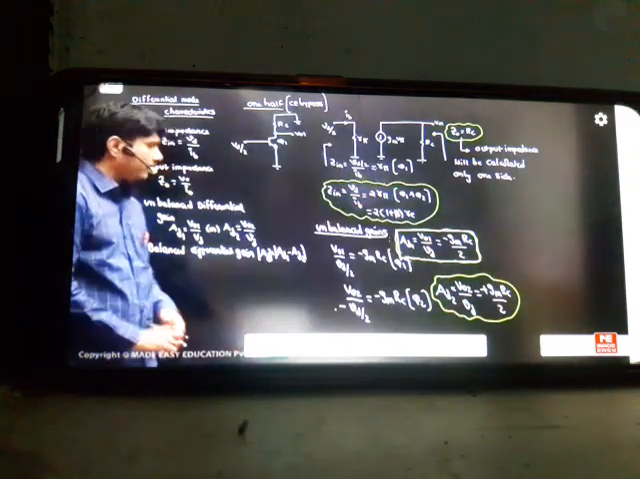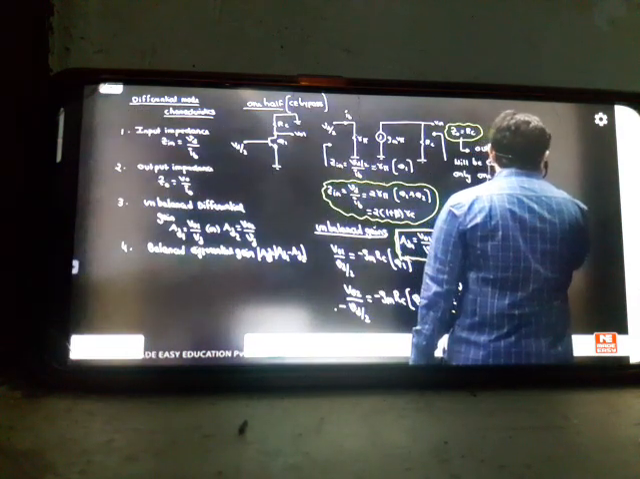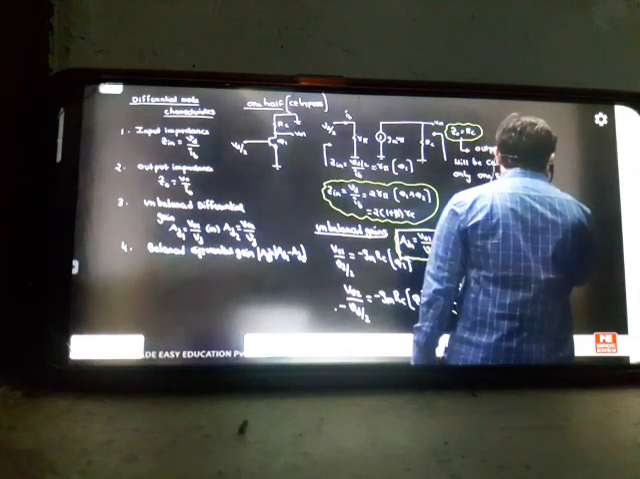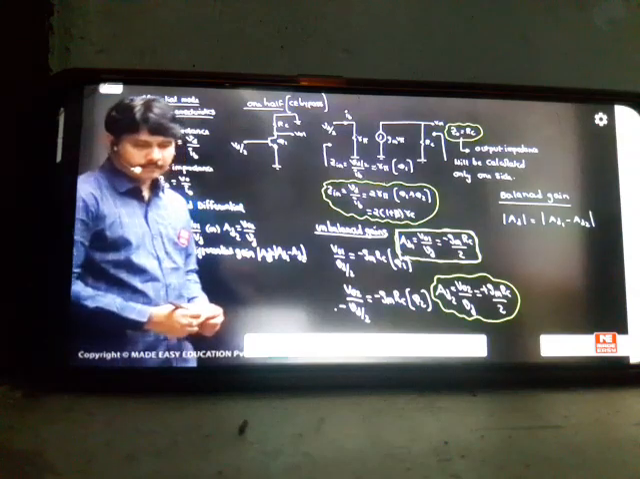If you know unbalanced gains, then what is the balanced gain? If you want a balanced gain here, just take the modulus and solve it. Modulus of AD is the difference between two gains, AD1 minus AD2. Just take the modulus and solve the difference between these two gains.